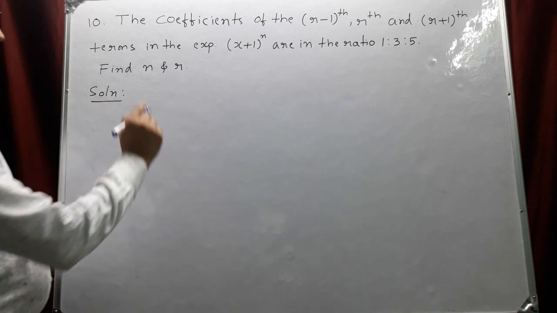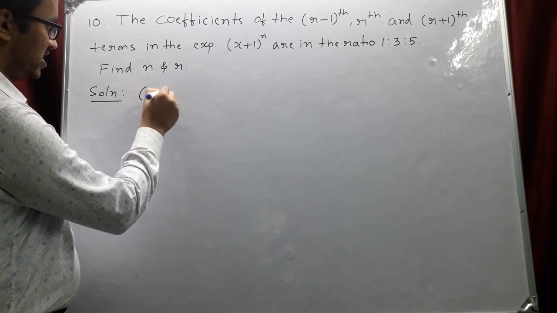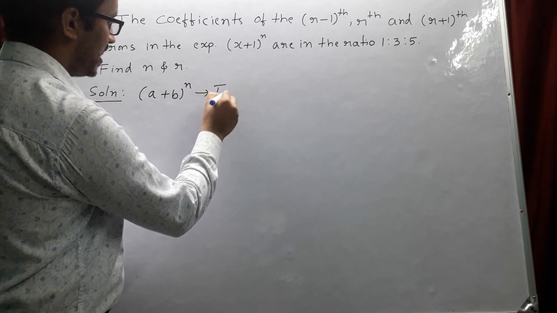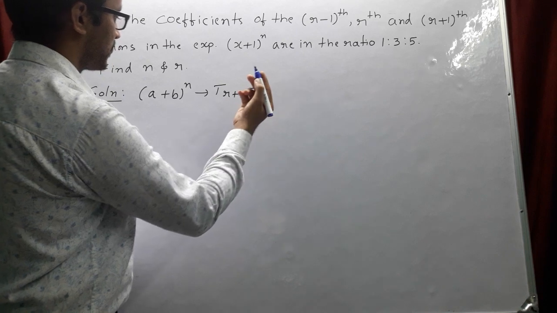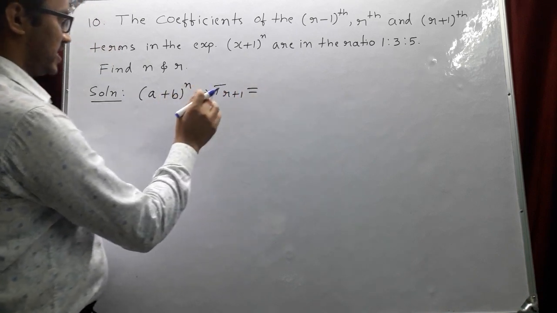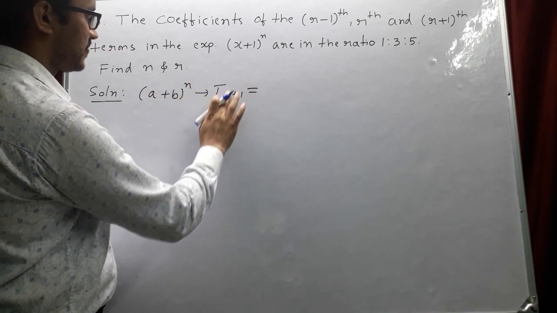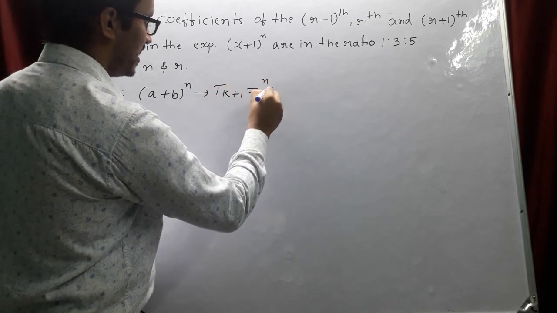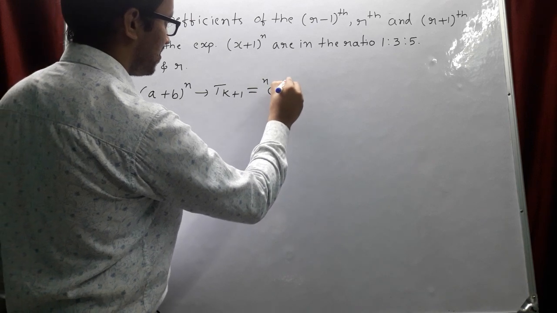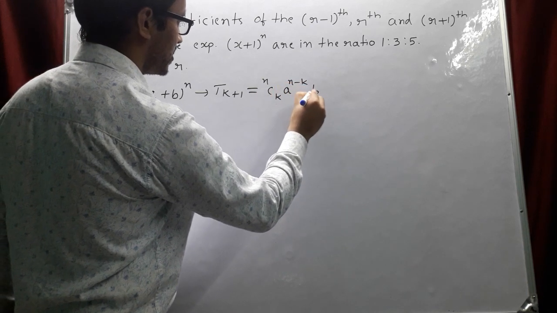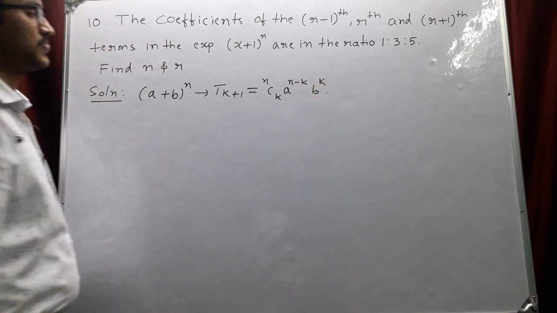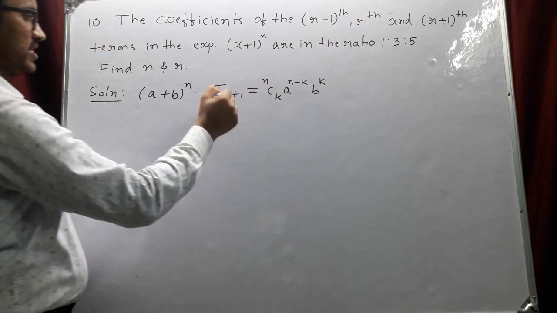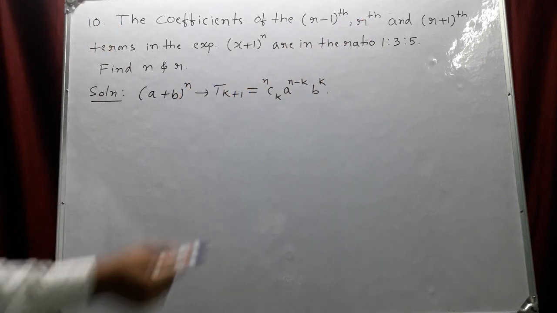So we know that the general term in the expansion of (a+b) power n is T(r+1), or we can take the general term as T(k+1) is equal to nCk a power (n−k) into b power k. Since we have r here, we are taking the general term in terms of k.